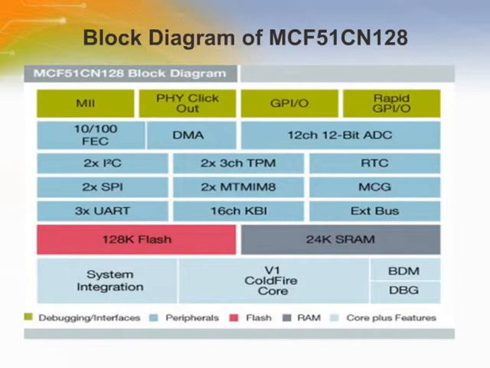This figure shows the block diagram of the MCF51CN128 device. It has a Media Independent Interface block, external physical layer PHY transceiver, up to 70 general purpose I/O, and rapid GPIO, which has special features over general I/O. It also has a 10/100 base T fast Ethernet controller block, a DMA block, a 12-bit fast ADC block, and 2 I2C ports with 100 kilobits per second data rate and multi-master operation, which is programmable. It has 2 3-channel 16-bit TPM blocks and an RTC, which is configurable.